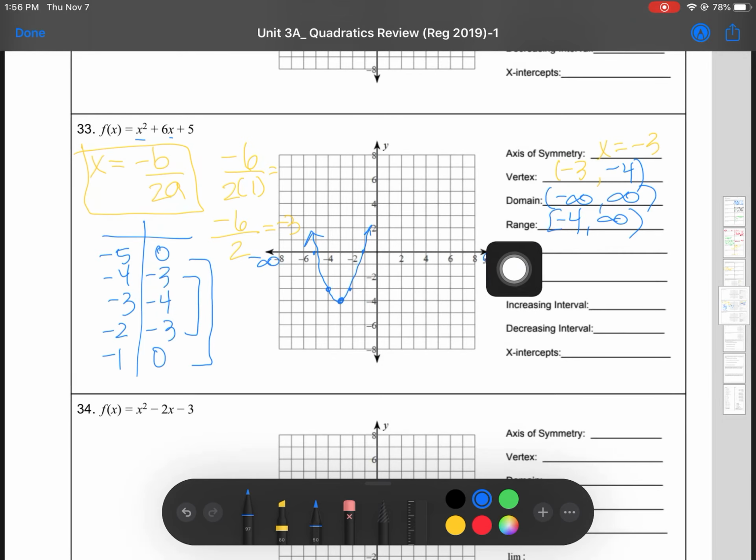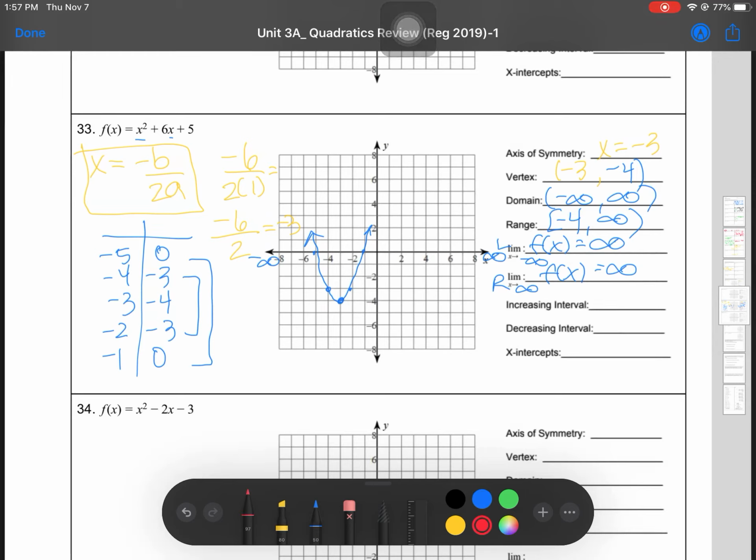For your limits, below the line, you need to pull down both parts of your domain, so negative infinity, positive infinity. This is the left, this is the right. And then we need to think about where y is going in each of those directions. To the left, my graph is going up forever, so that means this will be infinity. To the right, it is also going up forever.